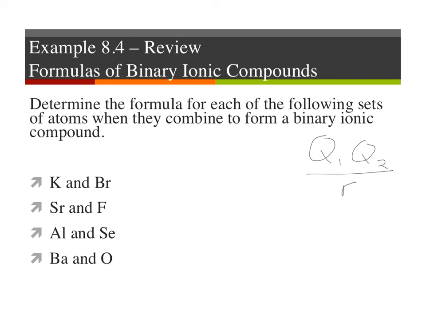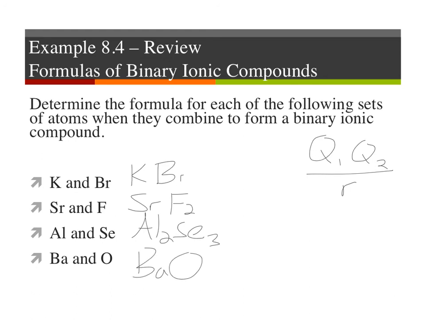Anything we have that's ionic, we can compare these and determine the formula. This just says what is the formula for these. So we don't necessarily need Coulomb's law for this, but just when they form ions based on everything we know about their atomic structure, we know that potassium is +1 and bromine is -1, so there will be a KBr, +1, -1. Strontium and fluorine is SrF2. Aluminum and selenium is Al2Se3, gets you to +6, -6. Barium and oxygen, barium is a +2 ion, oxygen is a -2 ion.